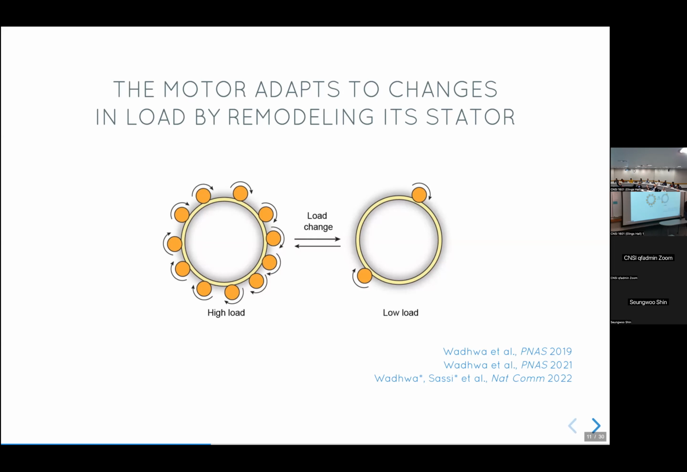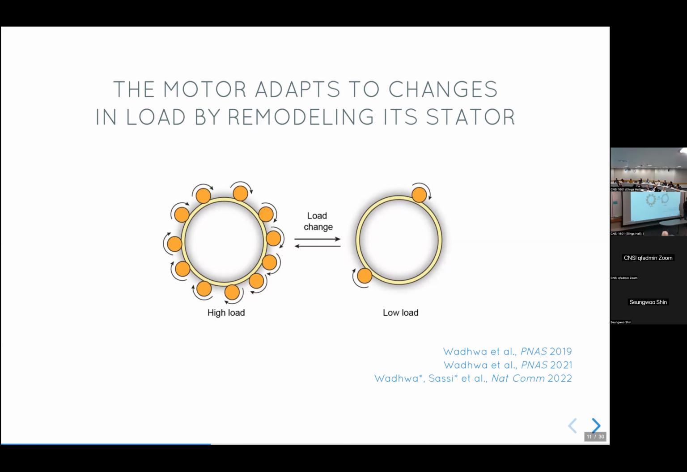We can. So in this case, we start with a saturated system, about 10, because we start with high load. We could manipulate it to start with an intermediate load and then go either way by increasing or decreasing the load. Can you also drive it against its preferred chirality? We can, yeah. But in this experiment, we wouldn't see any change because it's already saturated.